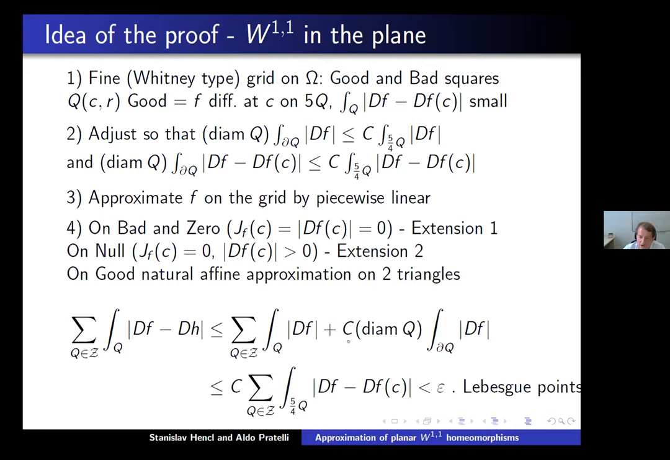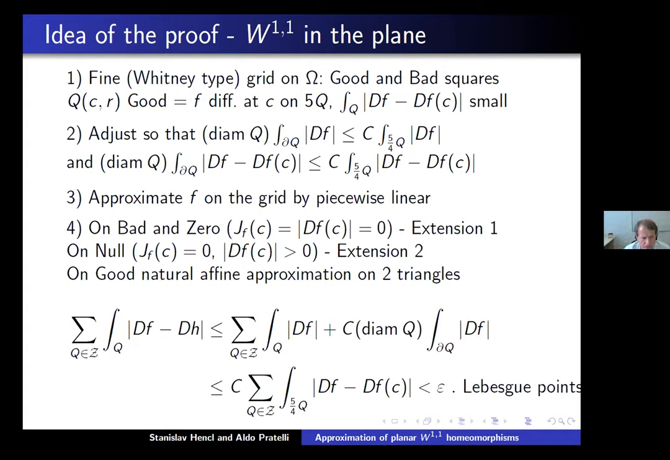We have extension one. So again, this term appears here: the diameter of the cube times the integral of the boundary of the derivative. And now we are approximating the integral again by the enlarged cube by the absolute value of df. And here I have added this because it is zero. So in the zero case, the norm of the derivative at the center is zero, so I have just subtracted zero. That's the only difference from the previous case. And now by the definition of the Lebesgue point, this is really small. So in this way, I can control this expression.